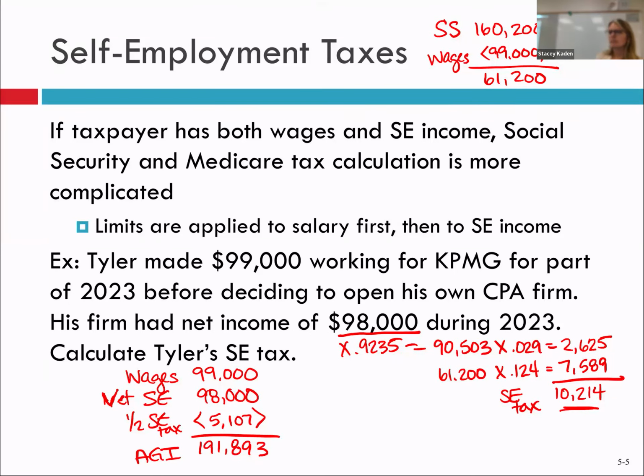Yes, Connor. So if his wages were greater than the social security max, correct. Yep. He would have already maxed it out, and he would owe no self-employment social security tax.